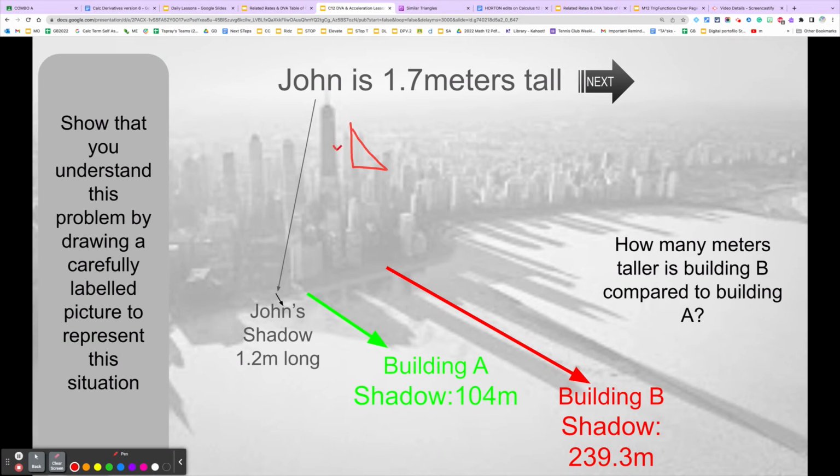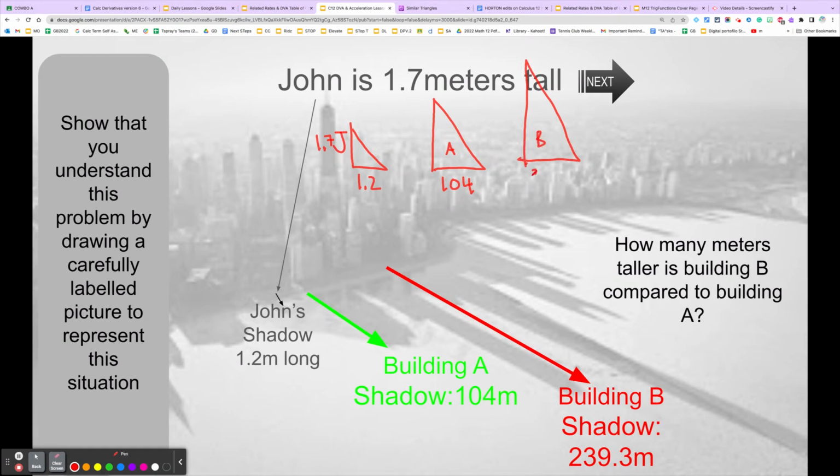So what I'm going to do is here's John, and he's 1.7, and here is the shadow, which is 1.2, and then we're going to have building A. These will not be to scale. This is 104, and you could measure that, and so I'm going to put A in the middle here, and this is building B.